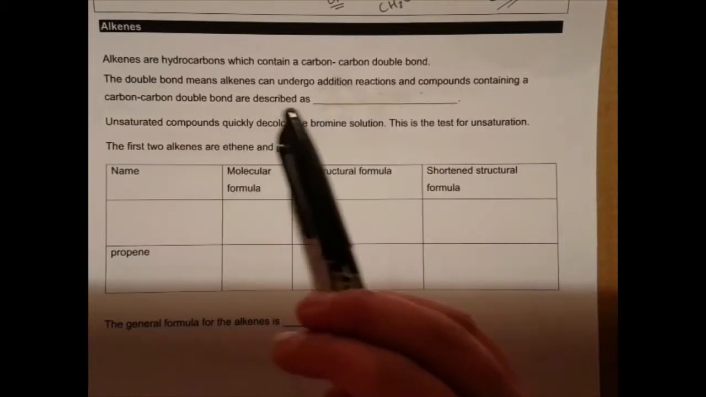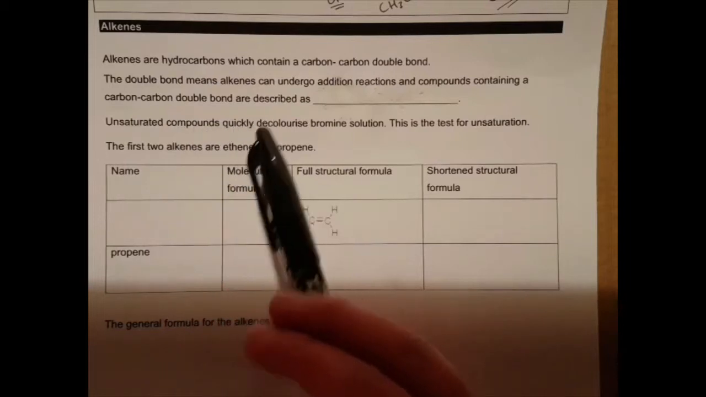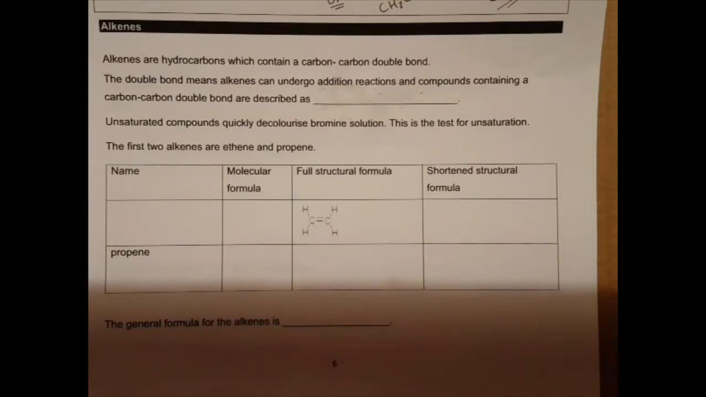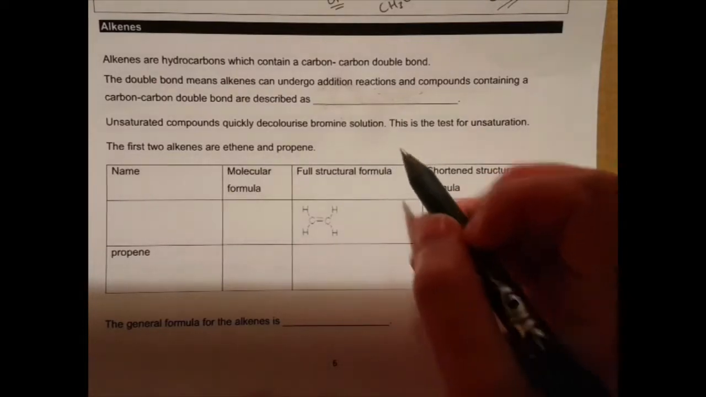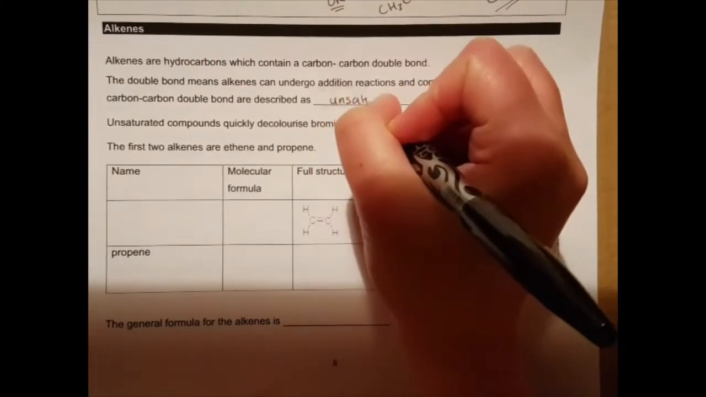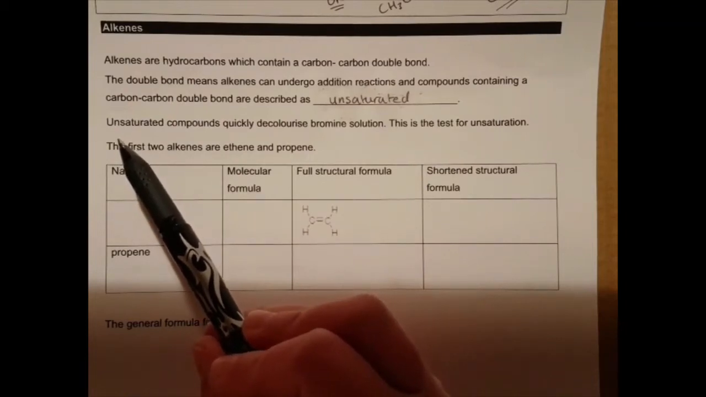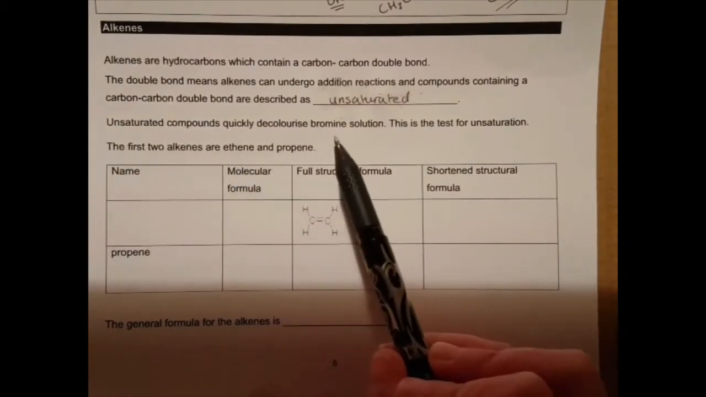So the double bond means alkenes can undergo addition reactions, and compounds containing a carbon-to-carbon double bond are described as, well, you should have remembered that alkanes, which only contain single bonds, are described as saturated because you can't add anything on, but because you can add something on to alkenes with carbon-to-carbon double bonds, they are described as unsaturated. Okay, and it's in the next sentence as well. So unsaturated compounds quickly decolorize bromine solution.